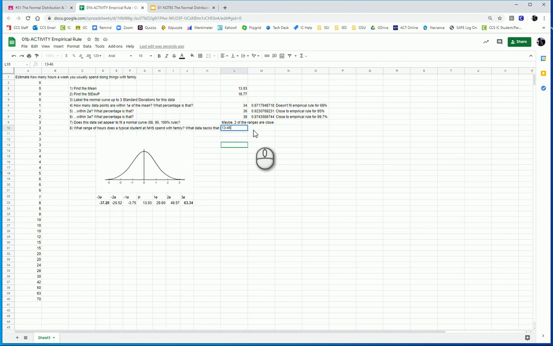And that would give you a good chunk of the data in terms of probability. 13 to 46, because that's 2 standard deviations. That would give you almost everything. 95%. If you wanted to be even more precise, you could go up to 63. All right.